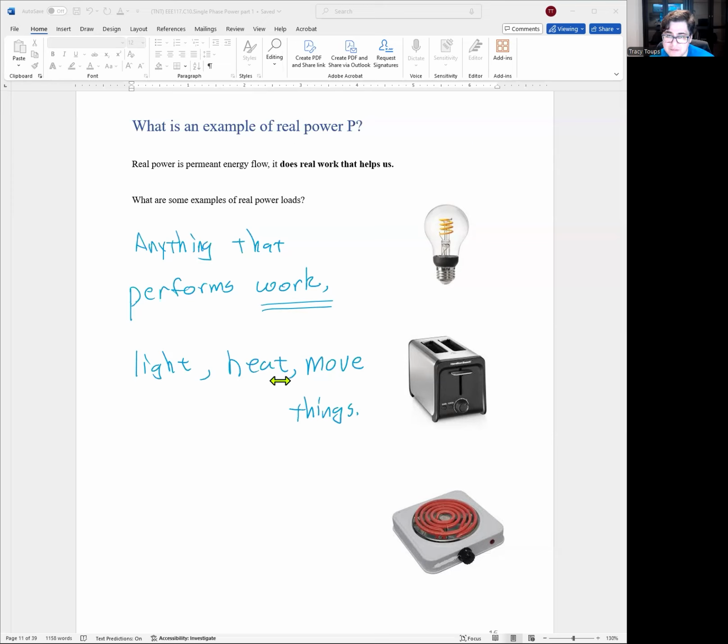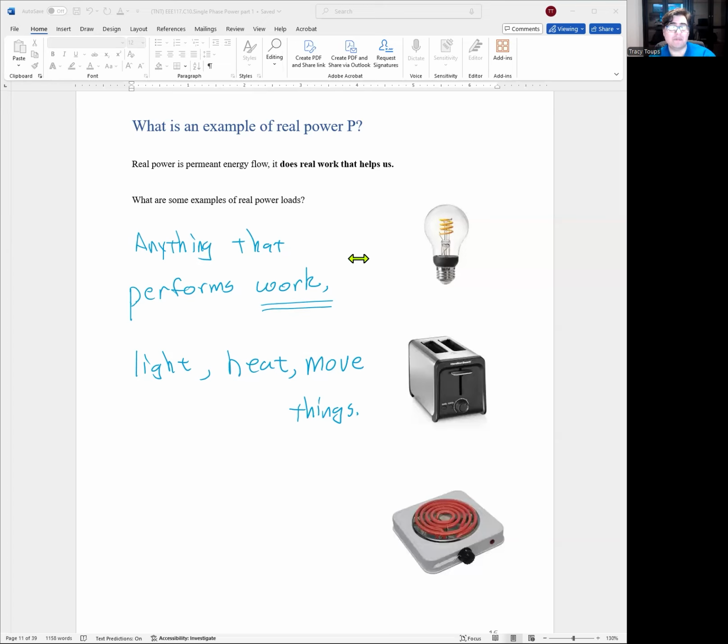You have heat from a space heater or your actual HVAC unit if you have an electric heater, right? That requires real power P because you have permanent energy dissipation, right? If you move things, like a conveyor belt moving packages, or a motor spinning and moving a pump, that also requires real power P because you're physically doing work.